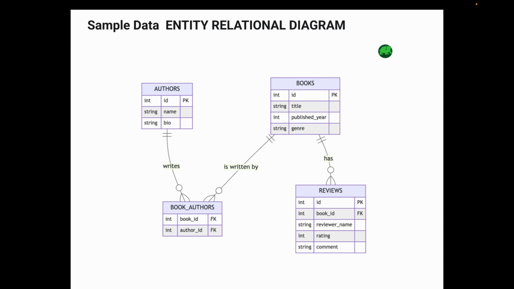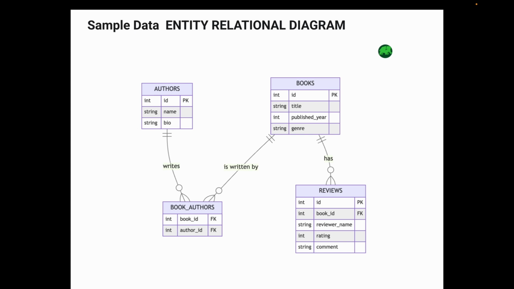This stores book reviews containing the primary key, a foreign key linking to books, the person reviewing the book, the rating score, and also the reviewer's thoughts, which is the comment. Lastly, we have the book authors table, which has the book ID and the author ID.